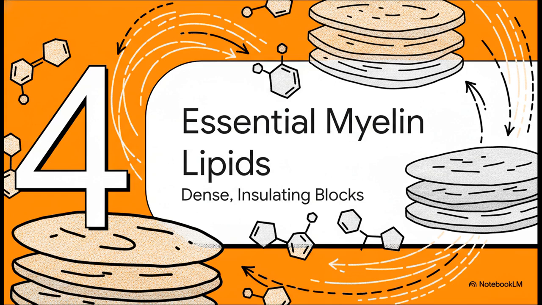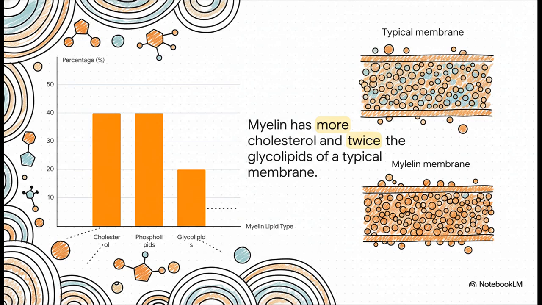So let's take a closer look at the specific classes of lipids involved. The lipid composition of myelin is quite distinct from a typical membrane. You can see it contains a significantly higher proportion of cholesterol and about a twofold increase in glycolipids. The overall ratio of the major components is approximately 40% cholesterol, 40% phospholipids, and 20% glycolipids.